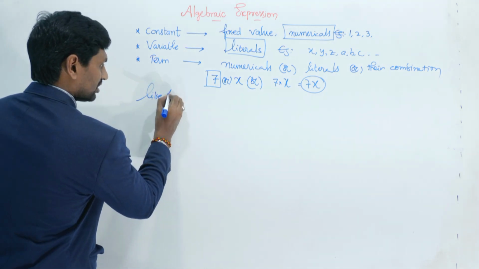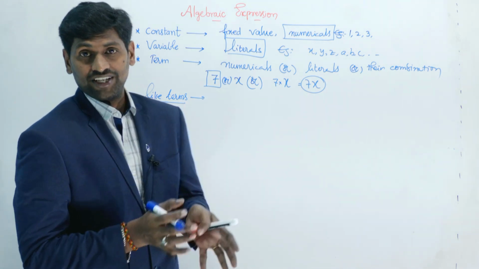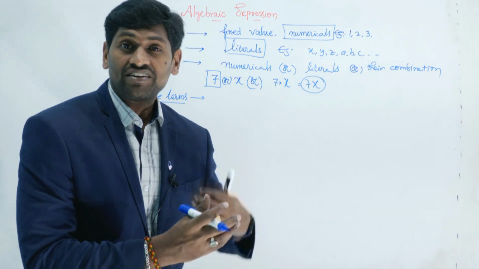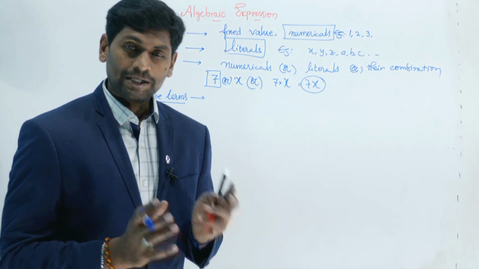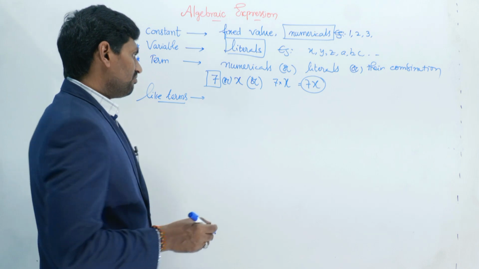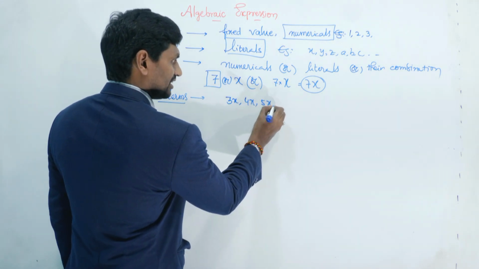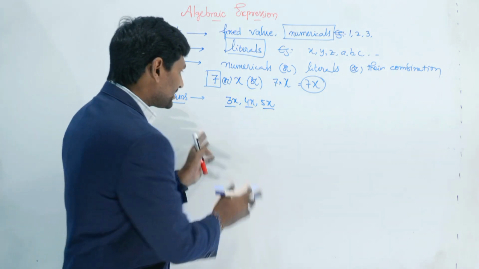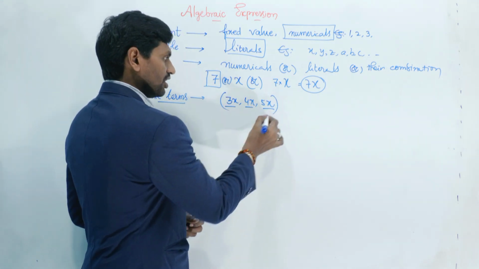Like terms means the terms containing the same variable. We are taking some terms. All the terms must have the same variable with the same exponent. For example, 3x, 4x, 5x. There are three terms I have written. All of them have the same variable x. So these are called like terms.